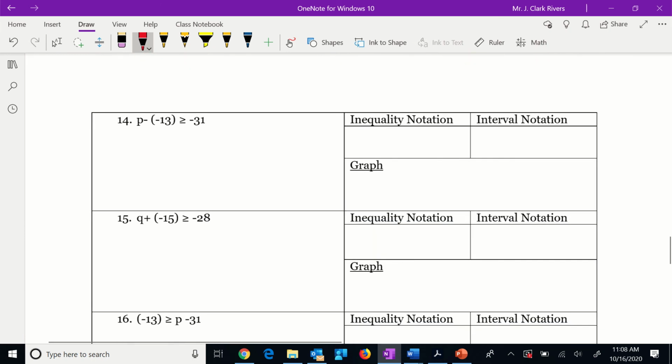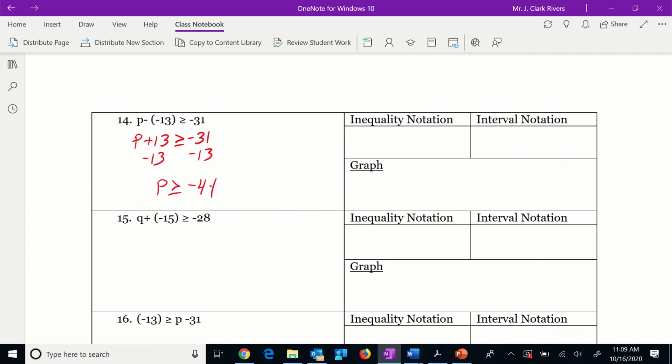14, we're almost done. P minus negative 13, we need to simplify this to be P plus 13, is greater than or equal to negative 31. What is the inverse of adding 13? Subtracting 13. So we subtract 13 from both sides, and we get P is greater than or equal to, what's negative 31 minus 13? Negative 44. Okay?